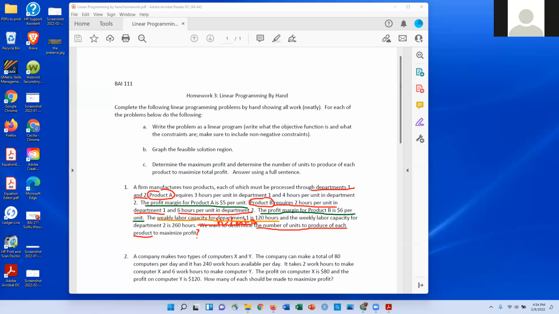I joined a little late, I just joined the Zoom, but I'm a little confused on how to set up the table. Would you be able to go over that a little quickly?